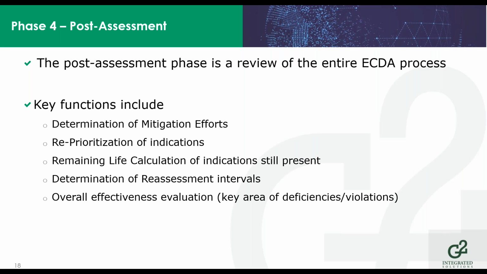Phase 4 allows you to determine how successful your project was. It determines what mitigative efforts you're going to take in the future. It's going to allow you to reprioritize any indications based on actual data that you gather from your direct assessments. You're going to, again, calculate your remaining life of any indications that are still present. You're going to determine, as required, a reassessment interval. How much time is it going to be until we have to do this again?